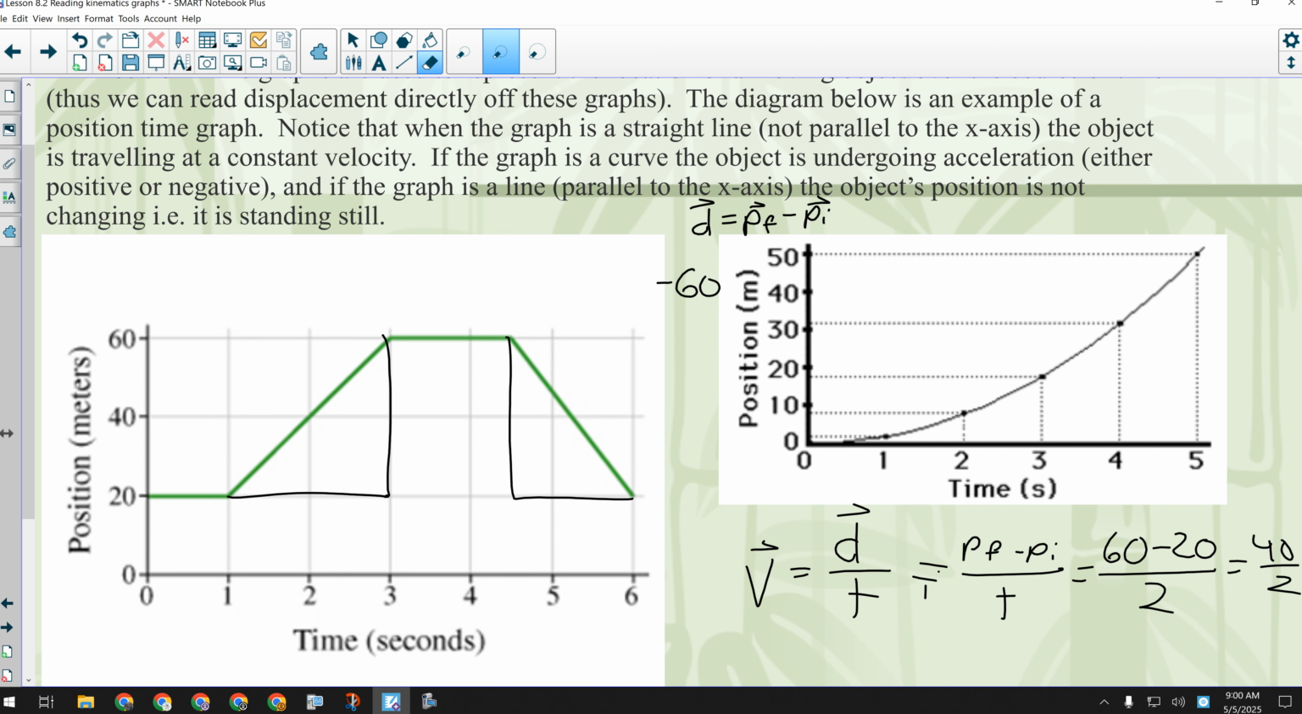What's the total displacement on this graph? 0. How'd you know that? Okay, so you looked at it logically and you said it went up 40 and then it went down 40, so it didn't go anywhere? Yeah, absolutely true. Could I also look at it this way?